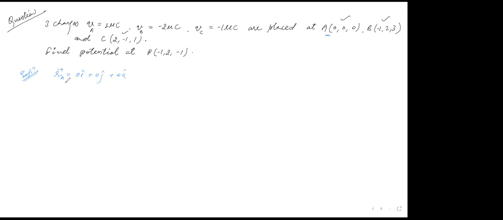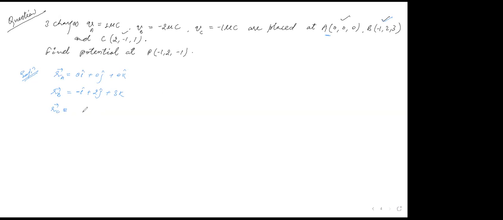And now similarly, what will be your position vector of B? Can you tell me, Nawal, please? What will be your position vector in case of B? Minus 1i plus 2j plus 3k. And now position vector of C. Tell me please. Yeah, tell me please, Matthew. What is your position vector of C?